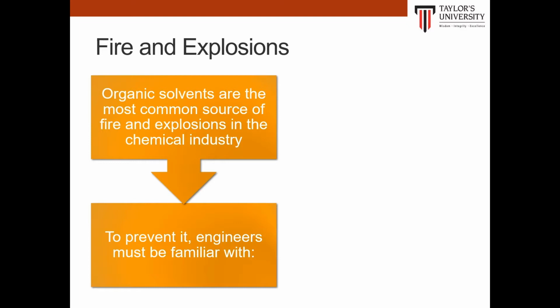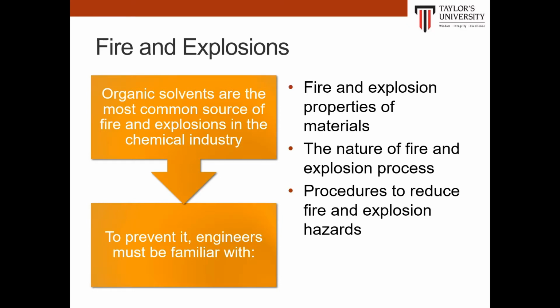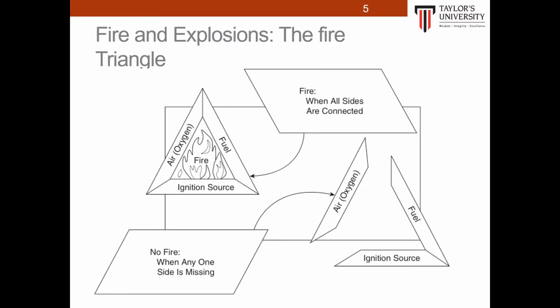So in order for us to prevent accidents resulting from fire and explosions, we as engineers must be familiar with the fire and explosion properties of the material, the nature of the fire and explosion process, and the procedures to reduce fire and explosion hazards. There are 3 essential elements for combustion, which are fuel, oxidizer, and ignition source, as you can see in this slide here. Fire, or what we call burning, is a rapid exothermic oxidation of an ignited fuel.